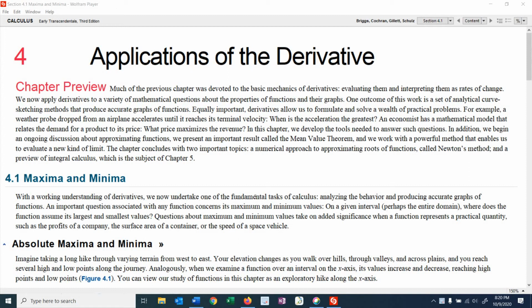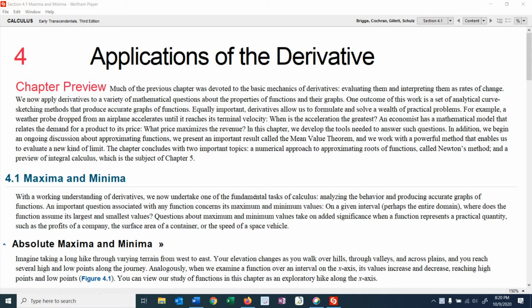Hello again. In this video, we're going to begin talking about the material from Chapter 4, where we start using the derivative to solve problems in calculus. So the first situation we're going to look at is a case where we have a function defined on an interval, and what we're going to do is try to find the absolute maximum y value and the absolute minimum y value that the function takes on that interval.